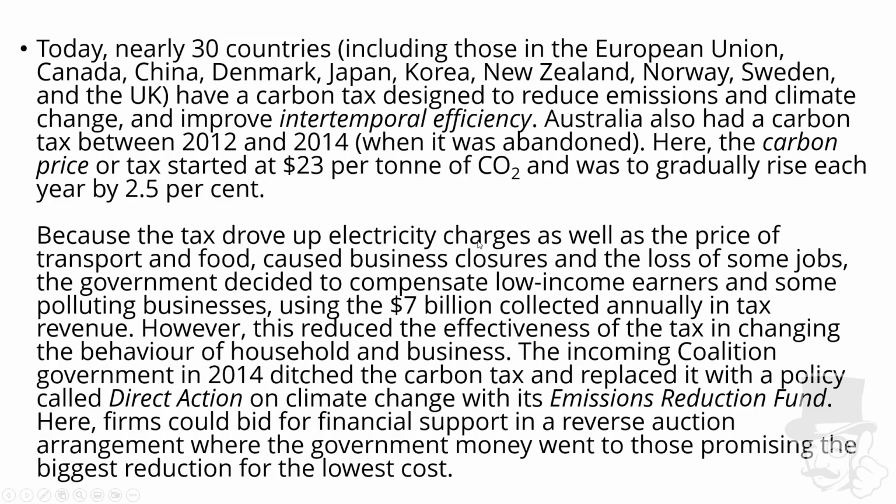Because the tax drove up electricity charges as well as the price of transport and food, it caused business closures and the loss of some jobs. The government decided to compensate low-income earners and some polluting businesses using the $7 billion collected annually in tax revenue. However, this reduced the effectiveness of the tax in changing the behaviour of households and businesses.